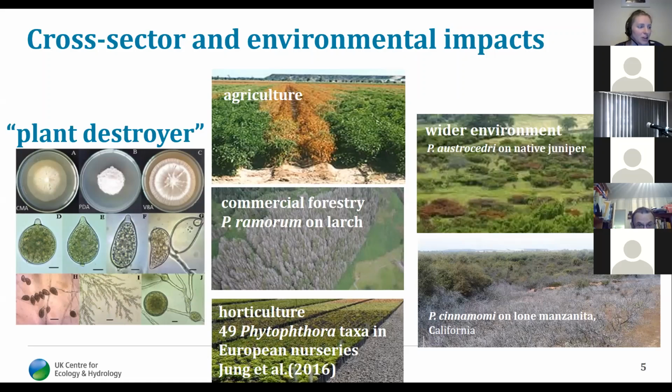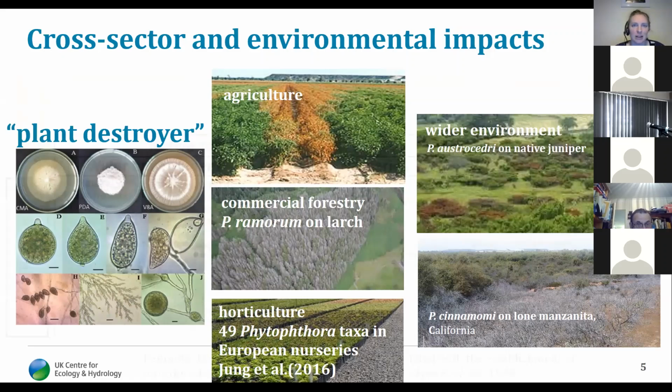And we also know that Phytophthora are widespread in the nursery network. So Thomas Jung's survey of around 700 European nurseries reported 49 different Phytophthora species, and 91% of the nurseries they surveyed had Phytophthora present. And then the bottom right image is Phytophthora cinnamomi killing lone manzanita shrubs in a national park in California where those shrubs are endemic. And it looks as though native plant nurseries producing plants used in these restoration projects is one pathway for introducing new Phytophthora species into natural ecosystems.